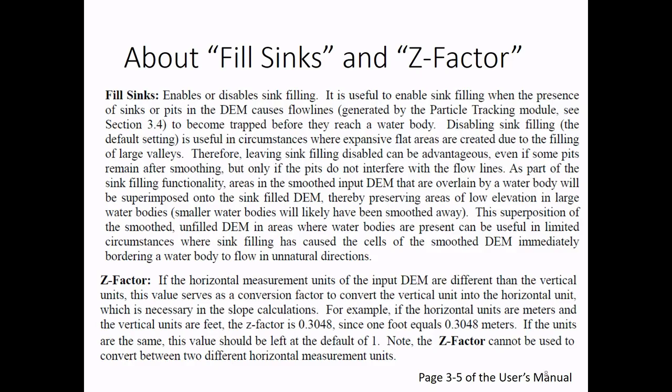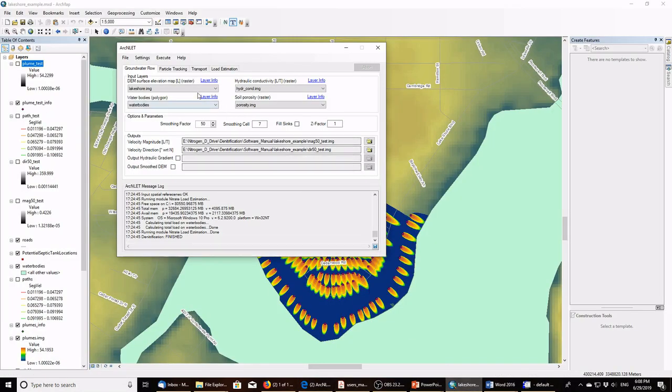So now let's go to ArcNLET, just to refresh your memory. Here's a DEM as a raster file, hydraulic conductivity and porosity, and then the water body and the smoothing factor. Smoothing factor means you smooth it 50 times. We're going to talk about this later on. It simply means you smooth it 50 times and use a window of 7 by 7 blocks. And we have these two things, Fill Sink and the Z factor. Those are not for theory, they're just for operational purposes. Let's see what those are.